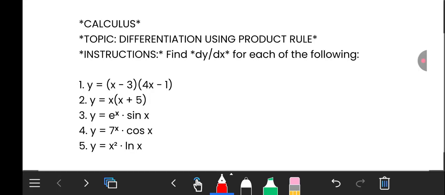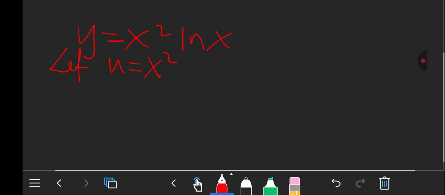Okay, let's move on to the next question. y is equal to x squared ln x. Well, in fact, there's no plus there. You let u be equal to x squared and v be equal to ln x. Then u prime, the derivative of x squared, is 2x. v prime, the derivative of ln x, we said is 1 over x.